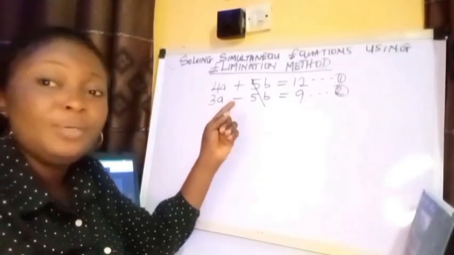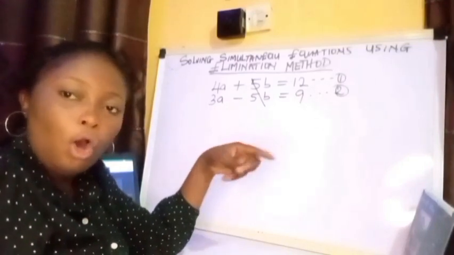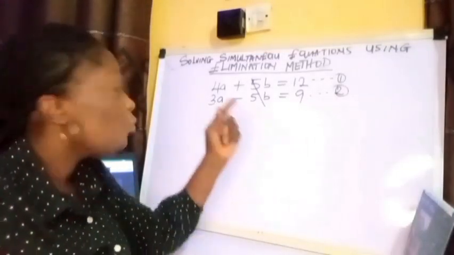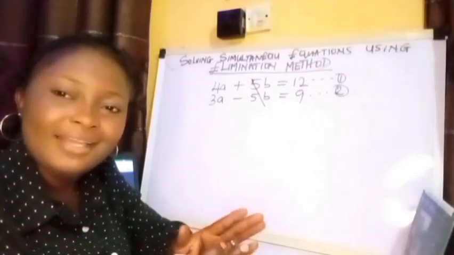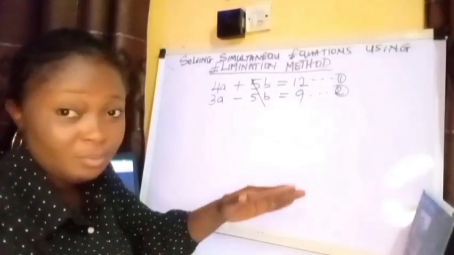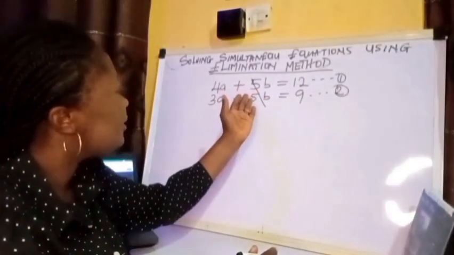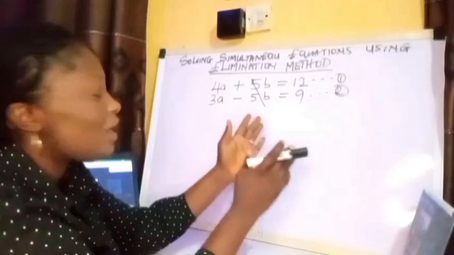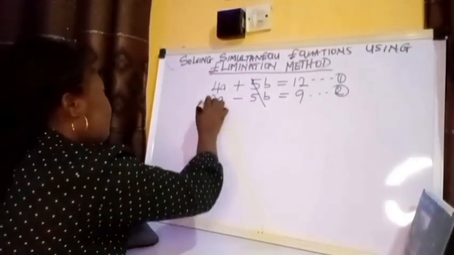For instance, if b is negative in equation 1 and negative in equation 2, or if b is positive in equation 1 and positive in equation 2, we are going to subtract the equations. But if the signs are different, if one is negative and one is positive, we are going to add the equations. Looking at this now, the b we eliminated has different signs, so we are going to add these equations.